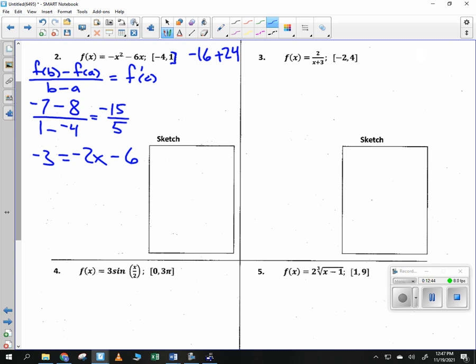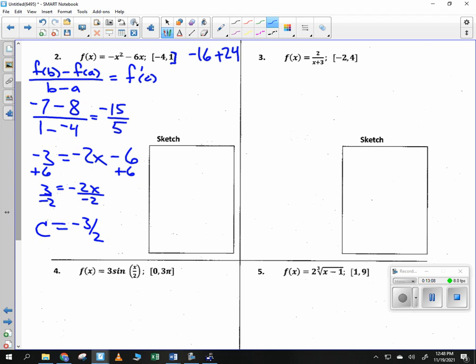Can you solve for x? Yes, I would add 6 to both sides, and I get 3 is equal to negative 2x. Divide by negative 2, and we get x, or a value c. C and x are kind of interchangeable. C is equal to negative 3/2.